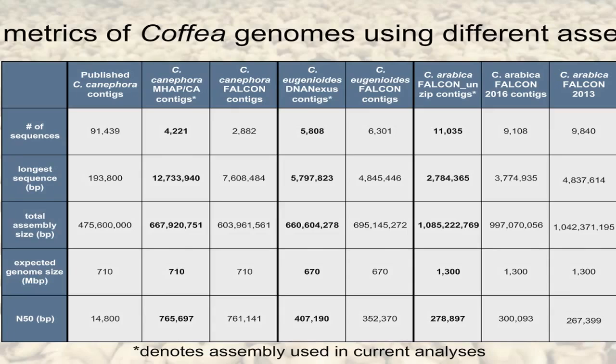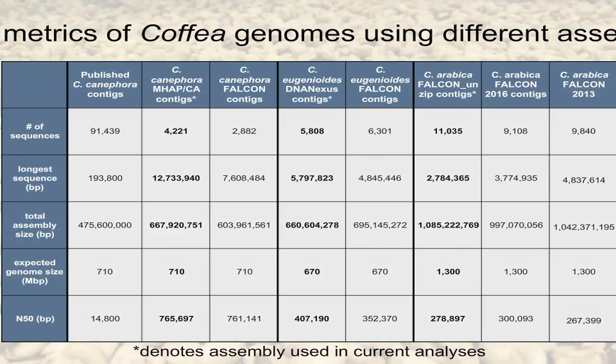So this is what our contigs look like, before any further scaffolding or Hi-C was done. We have the published canephora in the first column, so you can see what that one looked like. That one was not sequenced with PacBio. Then we have two different canephora assemblies that we tried. One was with MHAP and the Celera assembler, and another was with Falcon. In this case, we found that MHAP and Celera produced a little bit better assembly. It was a bit longer, and N50 was a tiny bit higher. So that was the one that we used for our downstream analysis.